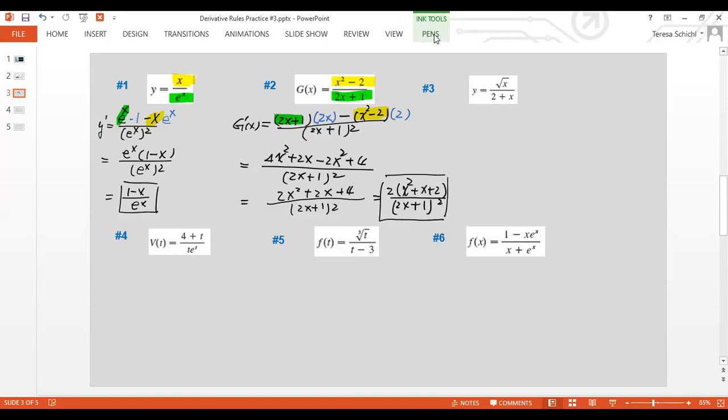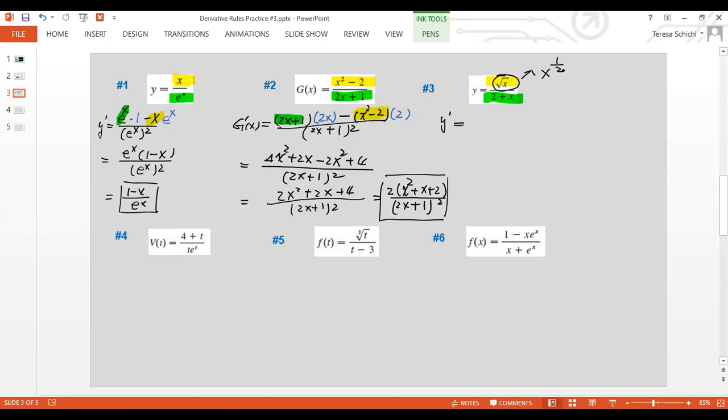Okay, so now here, the same thing, right? This is my bottom and this is my top here. Now let's see the y prime here. First is the square root of x. We know the square root of x is x to the 1/2, right? Because we know the power rule.